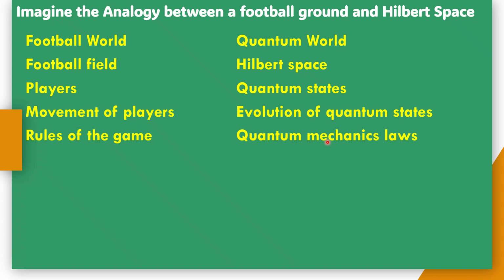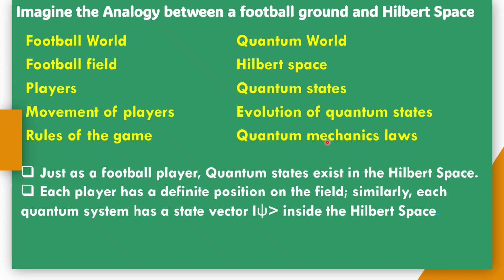Here I want to make clear that every quantum state can be represented in the Hilbert space. Whatever operations between the different quantum states are also placed in the Hilbert space only. Just as a football player, quantum states exist in the Hilbert space. Each player has a definite position on the field. Similarly, each quantum system has a state vector inside the Hilbert space.